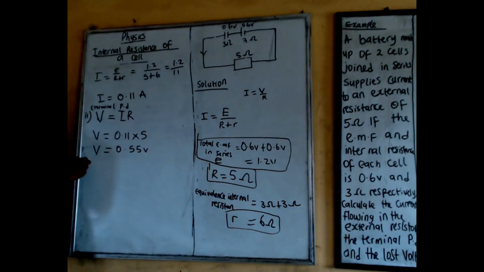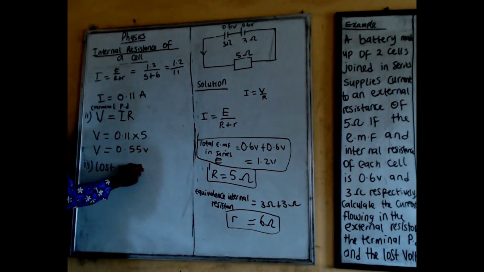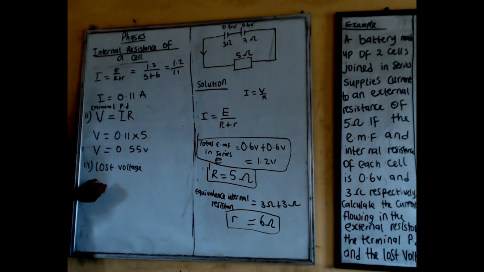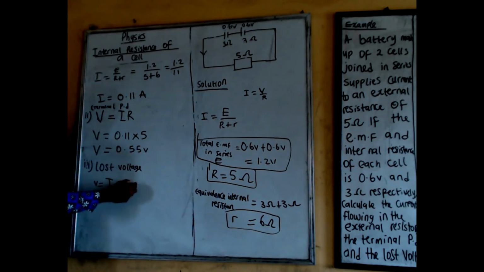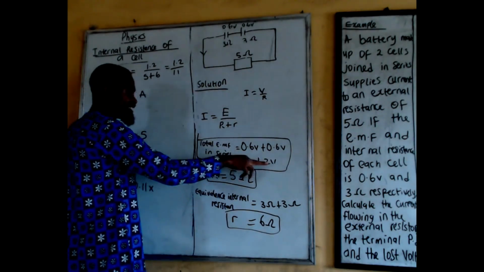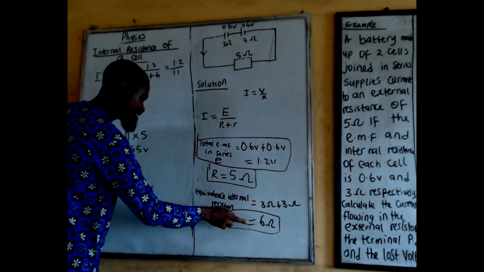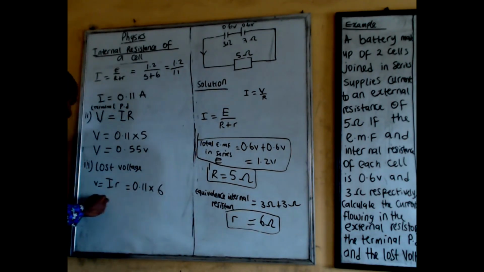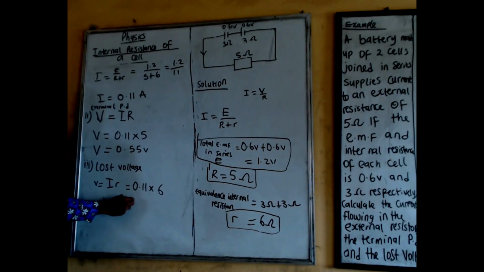Now, the next part of that question is about the lost voltage. Lost voltage is small letter v. From Ohm's law, it's I times r, because the same current, but this time it's the internal resistance. The same current flowing in the external resistance is also flowing inside the cell. So small v is equal to I r, which is 0.11 times our equivalent internal resistance, which was 6. You multiply that, it will give us 0.66 volts.